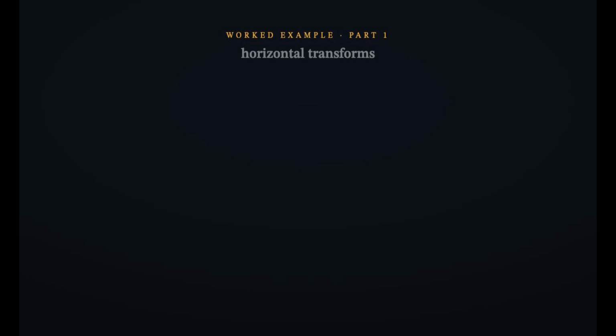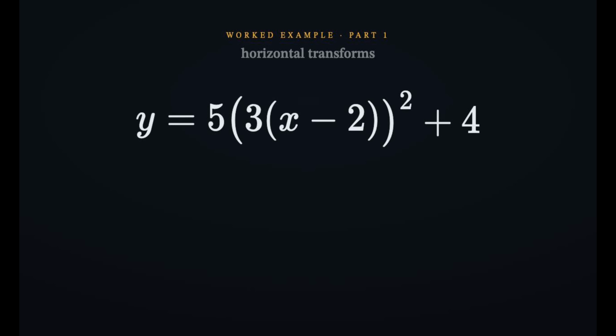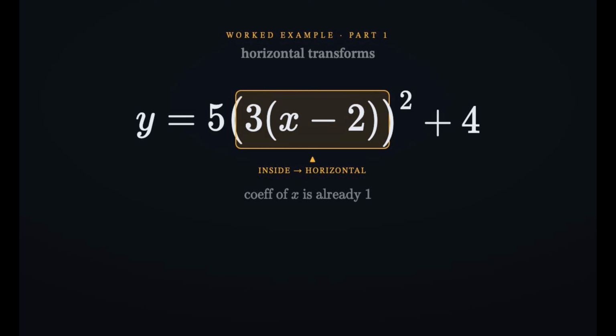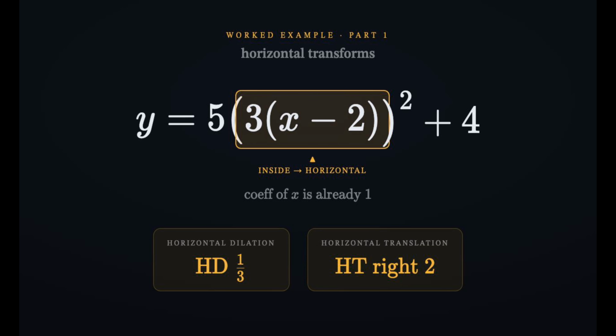Here is an example. y = 5(3x - 2)² + 4. Here, 3x - 2 is inside the squared function, so they are in charge of the horizontal transformations. The coefficient of x is already 1, so we can read that we need to do a HD of 1/3 and a HT right of 2.